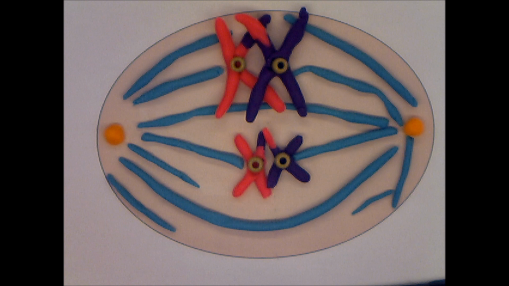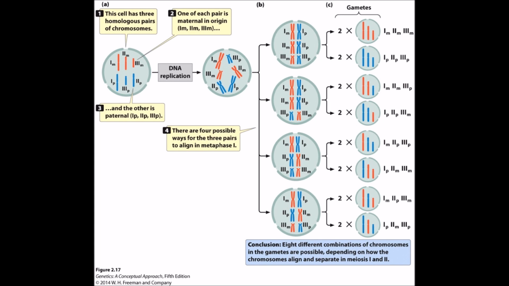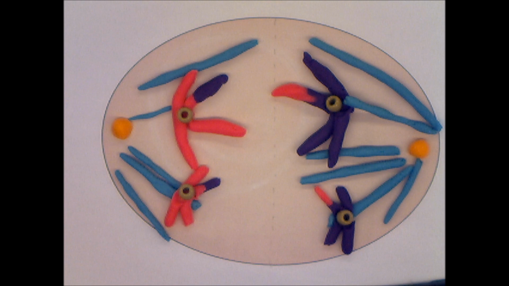Metaphase 1 is initiated when homologous pairs of chromosomes align on the metaphase plate using independent assortment. Anaphase 1 is marked by the separation of homologous chromosomes. The 2 chromosomes of a homologous pair are pulled to opposite poles.